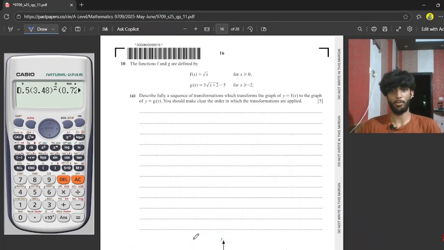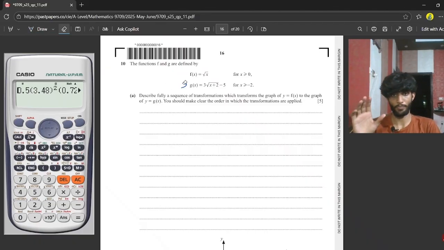Okay, guys, we're on the last question, and this is the functions question. They say functions f and g are defined by f of x is equal to under root x, and the domain of x is greater than or equal to 0. Whereas function g is equal to 3 multiplied by under root x plus 2 minus 5, and the domain for this function is greater than or equal to negative 2. We need to describe fully a sequence of transformations which transforms the graph of y equals f of x to the graph of y equals g of x. So what we have to describe is how we can turn this guy into this guy.